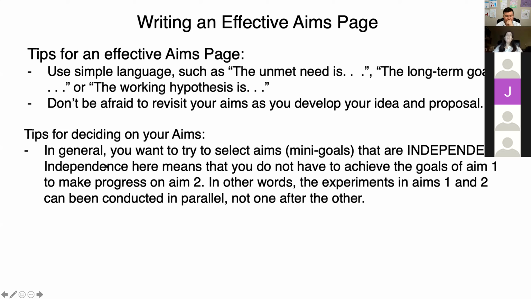In general, you want to have aims that are independent from each other. What do I mean by that? Independence here means that you do not have to achieve the goal of aim 1 to make progress on aim 2. In other words, you can be working on these 2 aims in parallel, not one after the other. It's like in the lab you're probably going to have 2 parallel projects you'll work on to make progress on both, but they don't actually need to be affecting each other. So that's what independence means.